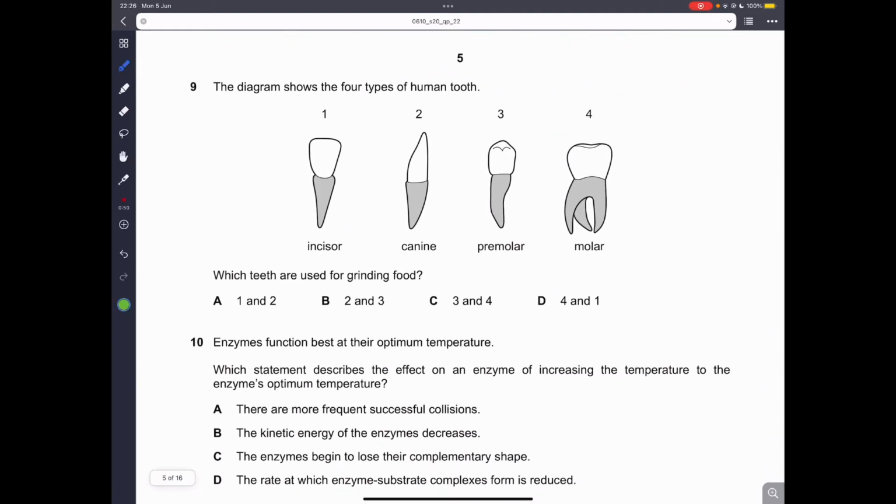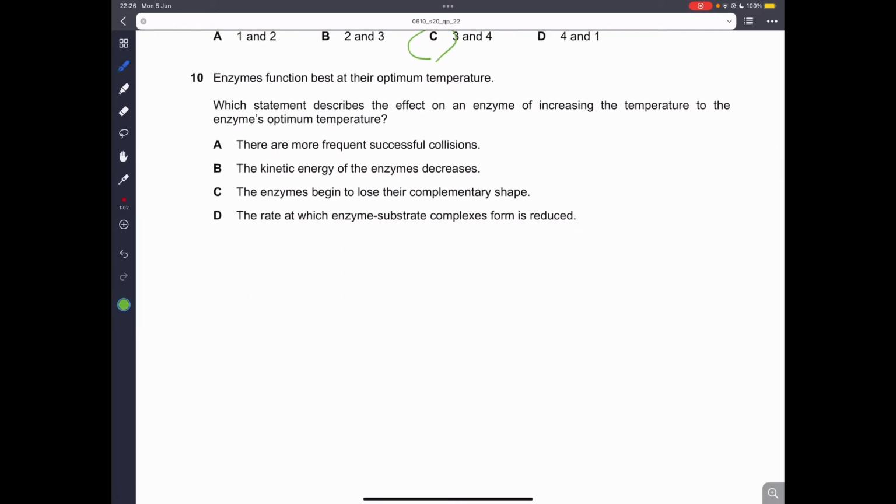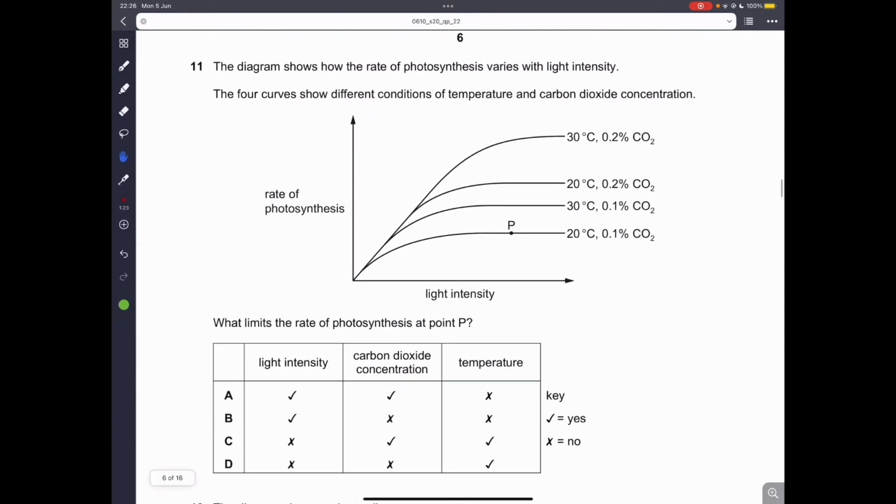Question number 9. The diagram shows 4 types of human tooth. Which teeth are used for grinding food? For grinding food, we use the premolar and the molar, so 3 and 4. And therefore, C is the correct answer. Question number 10. Enzymes function best at their optimum temperature. Which statement describes the effect on the enzyme of increasing the temperature up to the enzyme's optimum temperature? This means when the temperature increases, there are more frequent successful collisions. This is correct. So A is the correct answer.